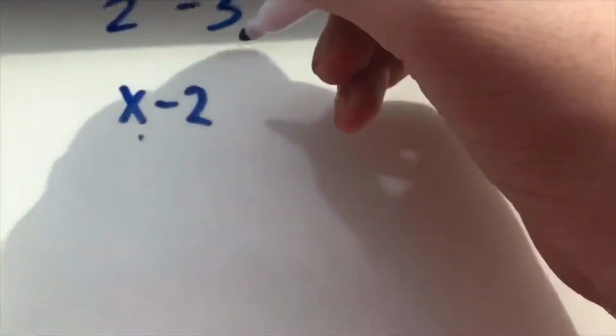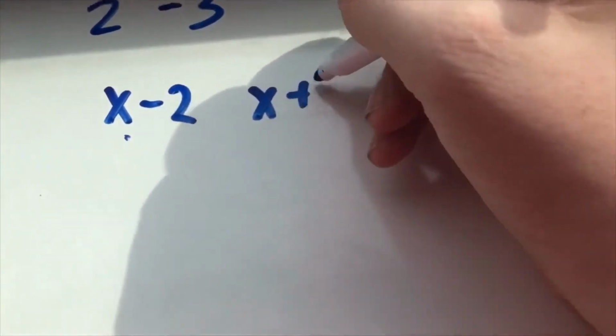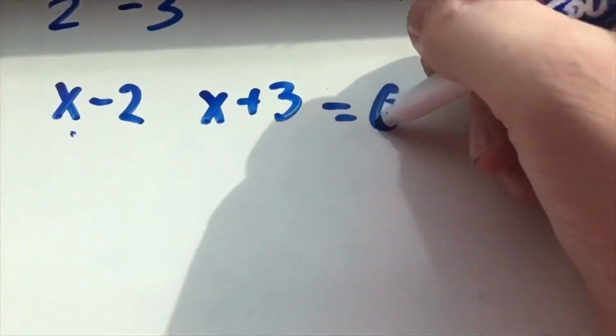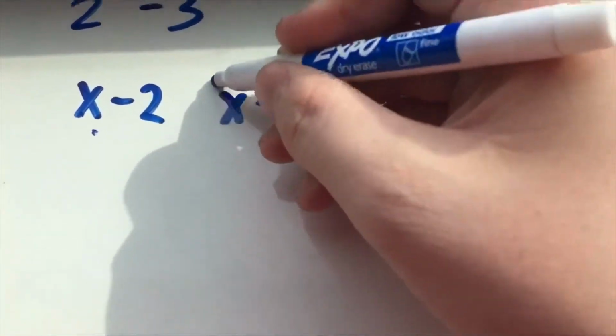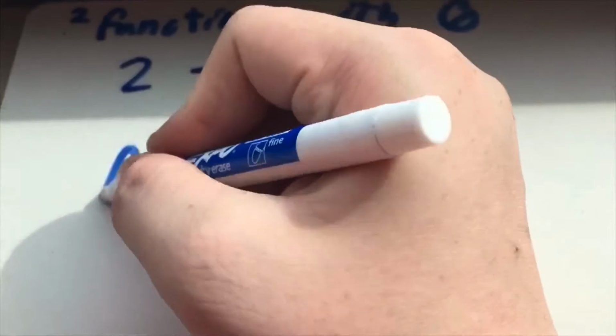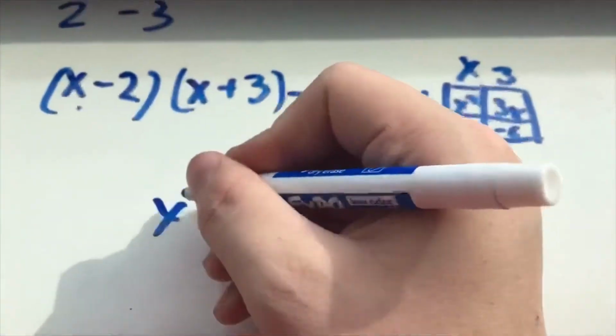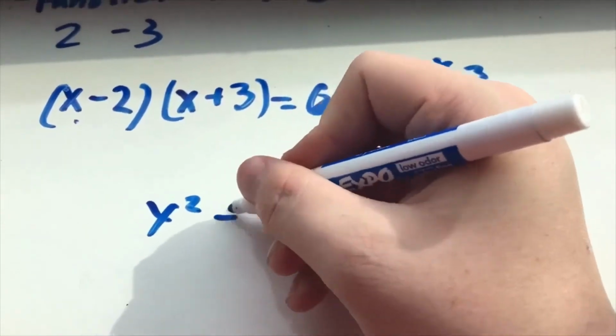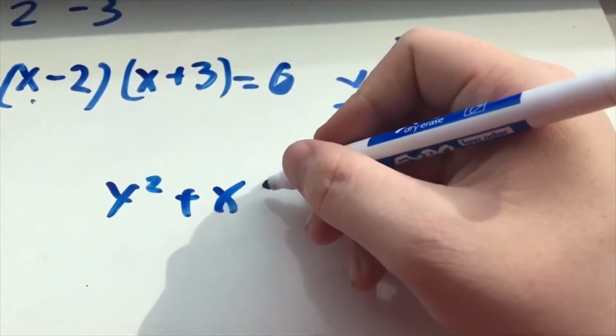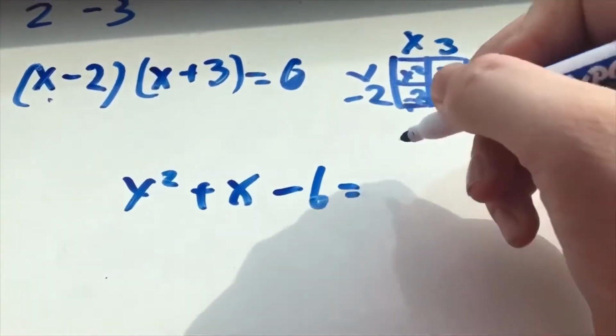From section 5.3, write a quadratic function with the zeros 2 and negative 3. x minus 2 and x plus 3 equals 0. Multiply them together, you get x squared plus x minus 6 equals 0.